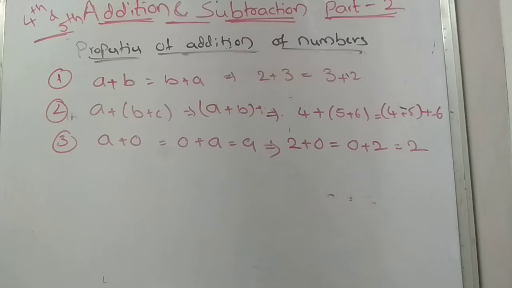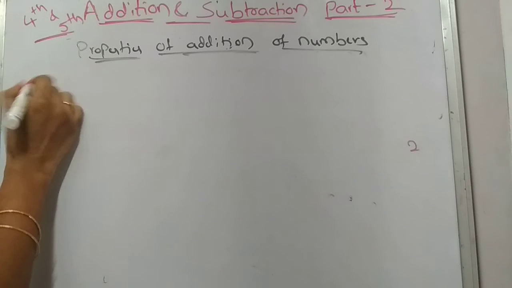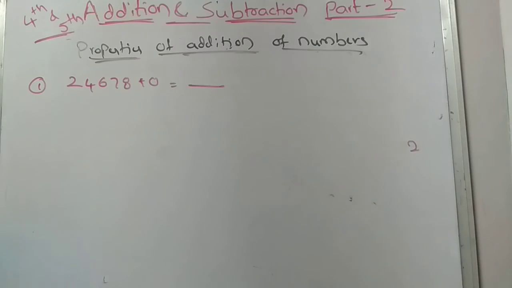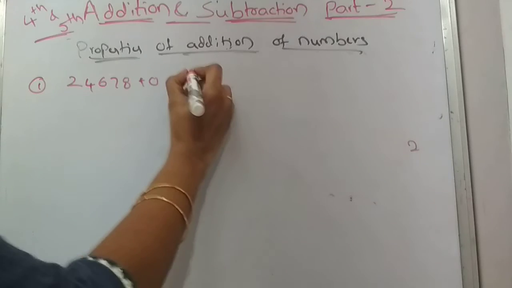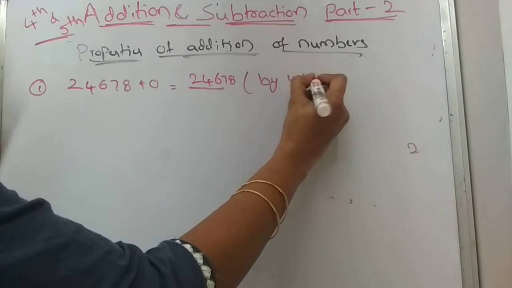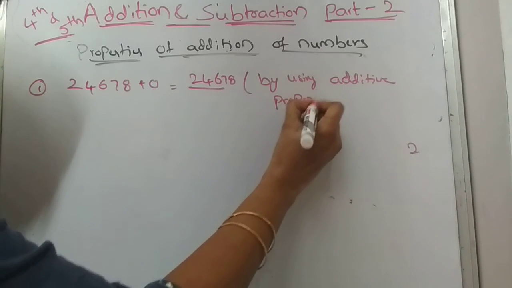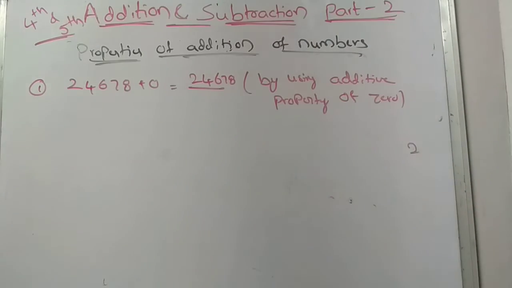Now clear, right? Today's class is properties of addition of numbers. They definitely ask this type of question. For example, if they ask 2, 4, 6, 7, 8 plus 0 equals dash, which property are you using here? The answer is 2, 4, 6, 7, 8, by using the additive property of 0.